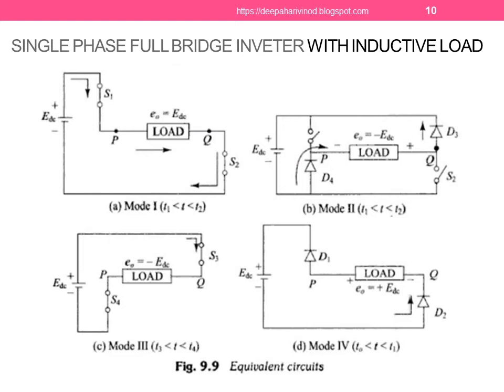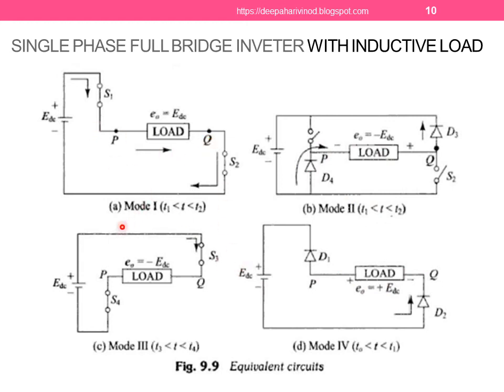Single phase full bridge inverter with inductive load. We already discussed the resistive load, in which the complete operation was divided into two modes. Here we can see it is divided into four modes: mode 1, mode 2, mode 3, mode 4. The equivalent circuit for each mode, as well as the current flow directions, is shown.